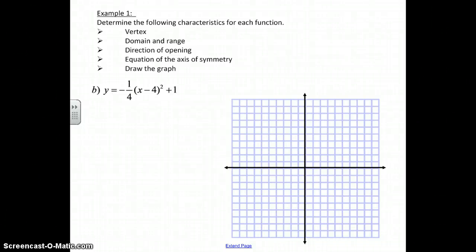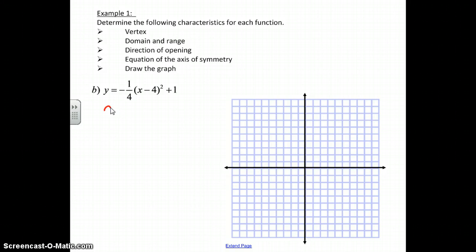Hi and welcome to Math Pre-Calculus 20, example 1b from section 3.1. We're looking at vertex form of a quadratic. For this one, it's already in vertex form, so we're ready to start.